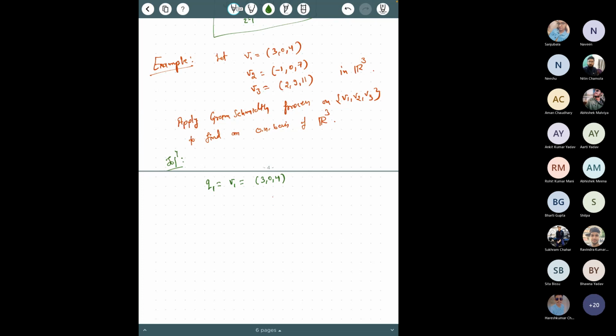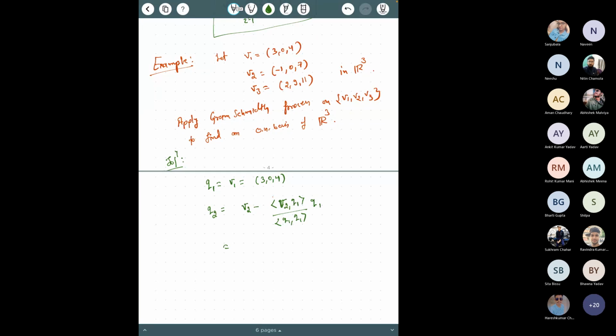Then I'll look at q2. What was the formula? It is v2 minus the inner product of v2 and q1, divided by the inner product of q1 with q1, times q1. Okay, can you tell me what this is?